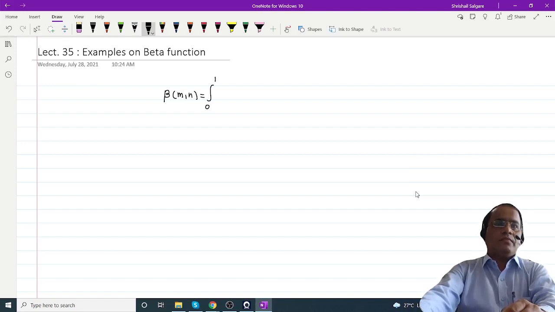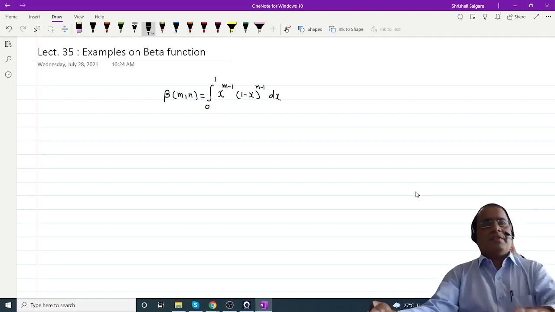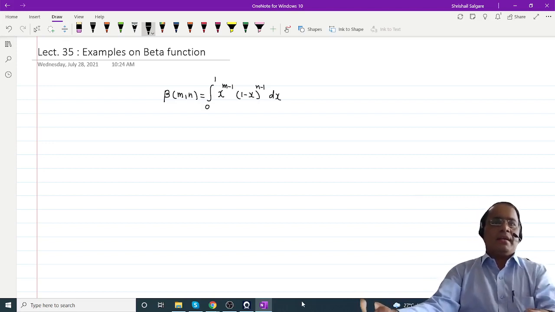What is the definition in terms of integral, beta mn is given by? x raised to m minus 1, bracket 1 minus x raised to n minus 1 dx. Okay, and we have seen that m and n are greater than 1.